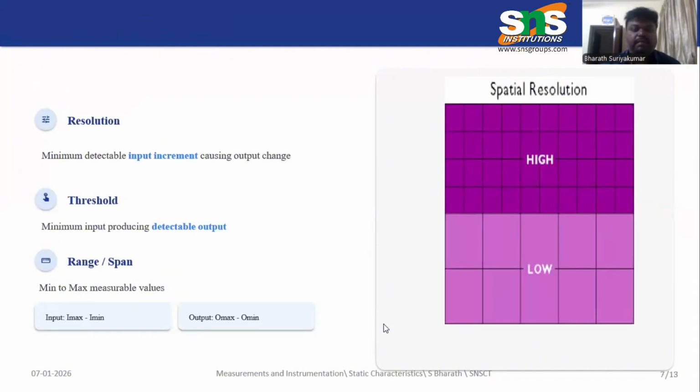Resolution. Minimum detectable input increment causing the output change. What is threshold? Threshold is the minimum input producing a detectable output. Range or span is the minimum to maximum measurable value. The resolution is the one which gives a good understanding of the concept.